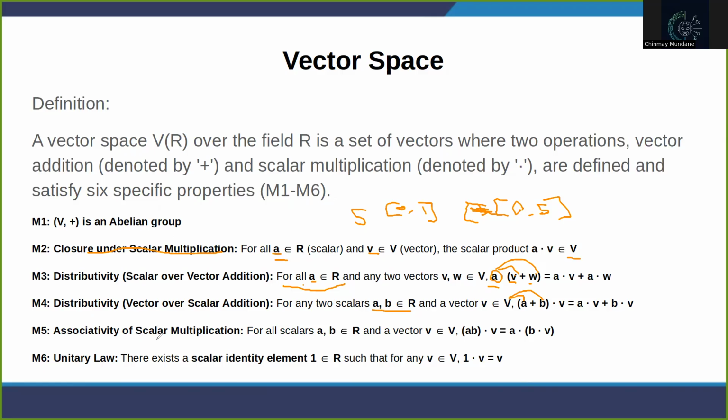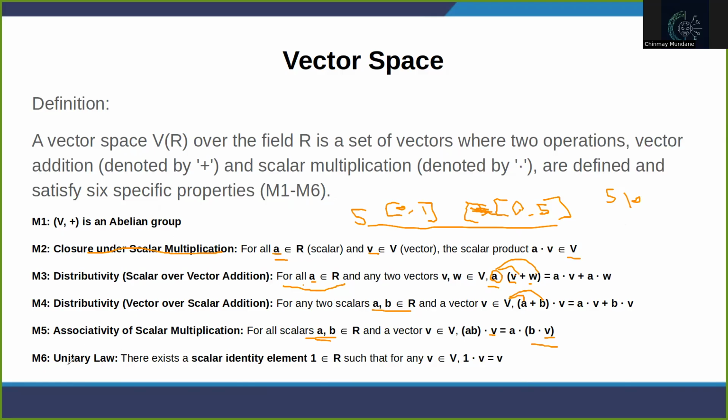Then M5 is associativity of scalar multiplication. Suppose you have two scalars a and b that belong to the real numbers and there is a vector v. Then you can multiply a and b together and then multiply by v, or you can multiply b and v first, which is a scalar and a vector, and then multiply by the scalar a. The answer will be the same. You can use the same example for all the sets, and I'm sure you will get the same answer. If they are saying two scalars, take 5 and 10. If you want to try, you can try it, or you can post it in the comment section, or if you have any doubt, you can raise it there.